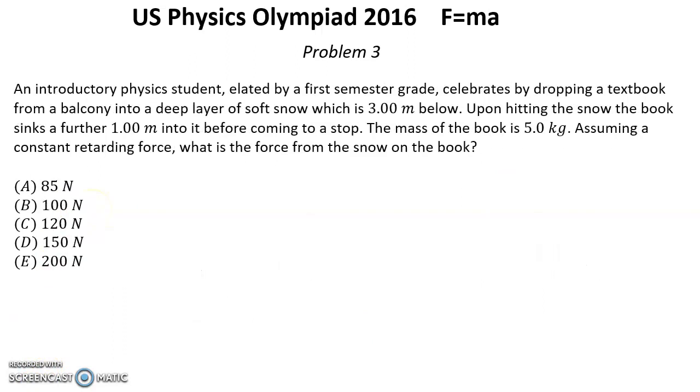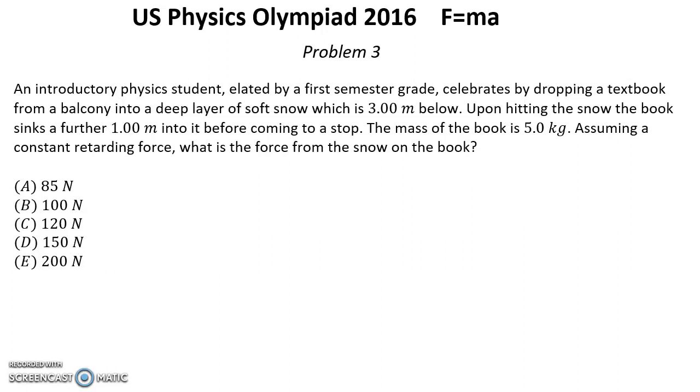Problem number 3. An introductory physics student, elated by a first semester grade, celebrates by dropping a textbook from a balcony into a deep layer of soft snow which is 3 meters below. Upon hitting the snow, the book sinks a further 1 meter into it before coming to a stop. The mass of the book is 5 kilograms. Assuming a constant retarding force, what is the force from the snow on the book?